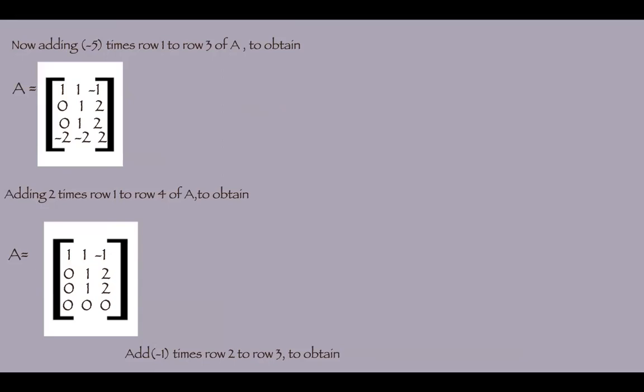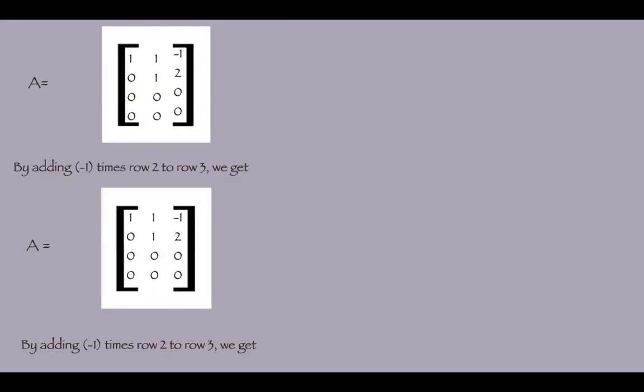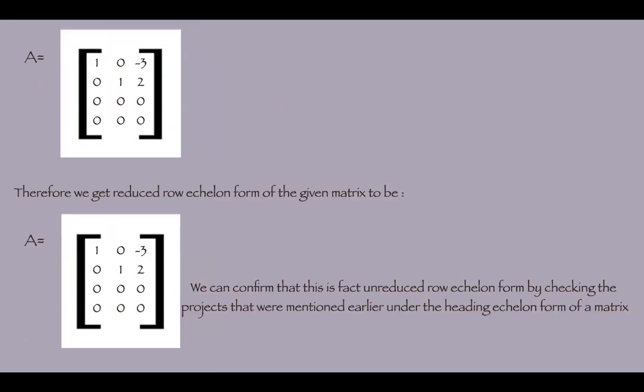Here you can see that the third row is all zeros. The third row is fully reduced with zeros, and then we have to add minus 1 times row 2 to row 3 to obtain the matrix 1 minus 1 1, 0 1 2, 0 0 0, 0 0 0. Here row 3 and row 4 are reduced to 0. By adding minus 1 times row 2 to row 3, we will get the given matrix.